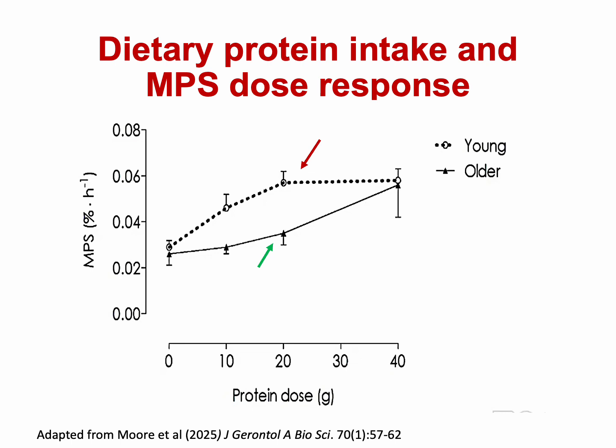In older individuals or older adults, represented here by a solid line, lower protein doses of around 10 to 20 grams per meal result in suppressed rates of muscle protein synthesis. This phenomenon is known as anabolic resistance and is the key mechanism underlying sarcopenic muscle loss. However, older adults can overcome this anabolic resistance by consuming a larger serving of protein in a single meal.